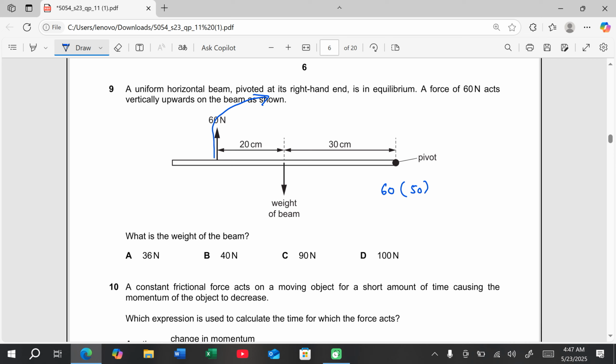Now since it's an MCQ, you don't need to convert it into meters. If it had been a theory question, you would have to convert that into meters. Now the weight of the beam is W and its distance is 30. So I'm going to divide by 30 here, because this is your anti-clockwise moment. So 60 times 50 over 30 is going to be W, which is 100.